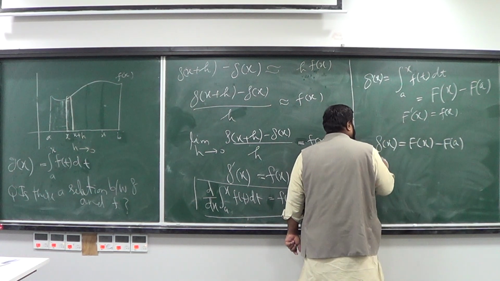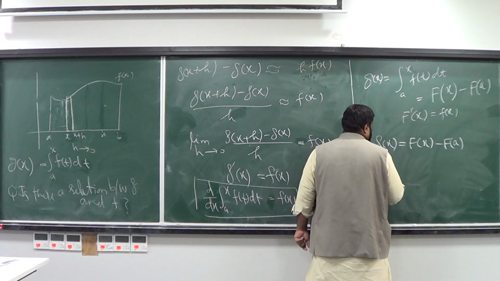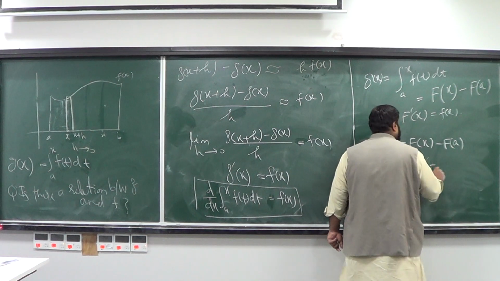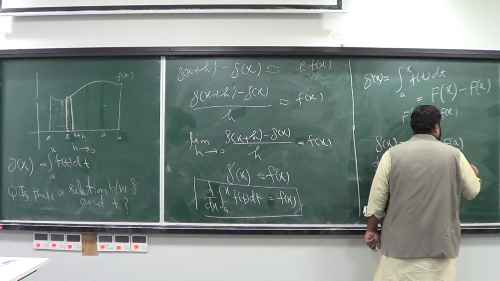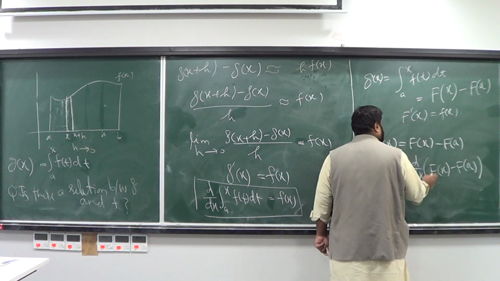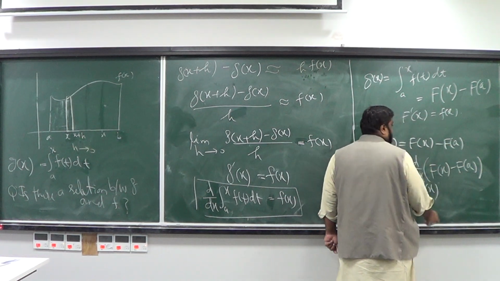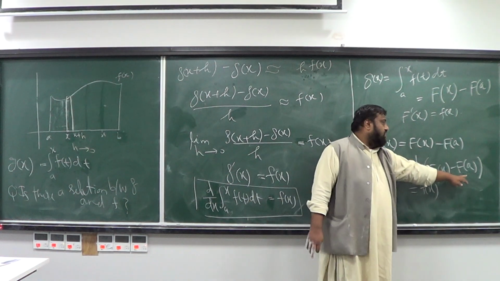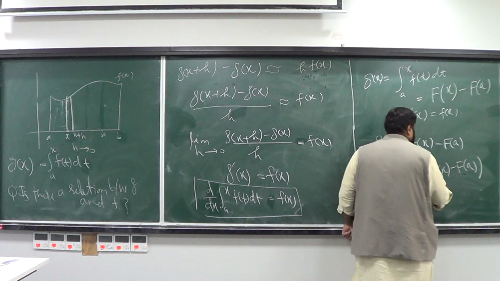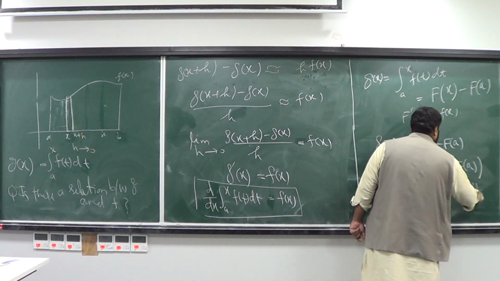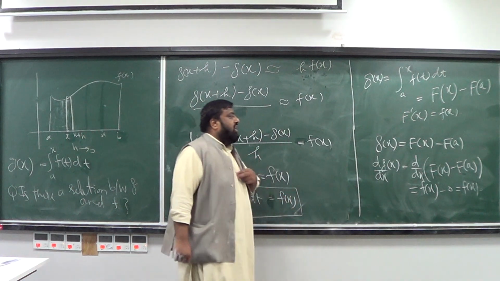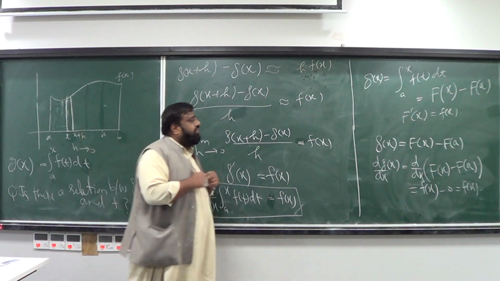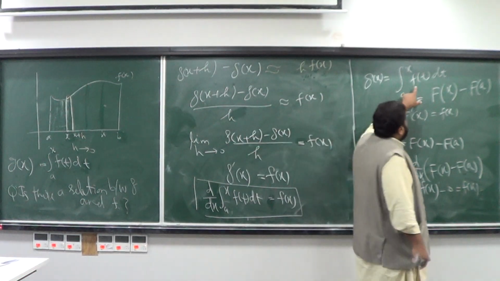And if you differentiate both sides with respect to x, you're going to get d by dx of F of x minus F of a. But I know that the derivative of F of x is small f of x, and since a is fixed, F of a is a real number actually. So if you differentiate a number, you're going to get a 0, so you get again f of x actually.